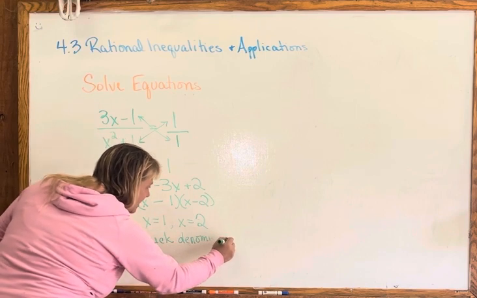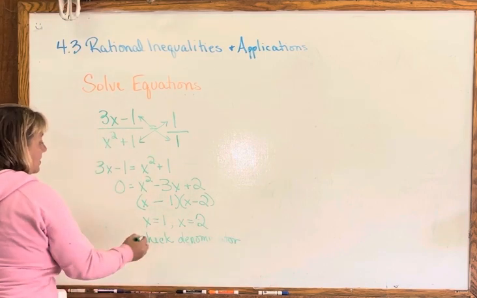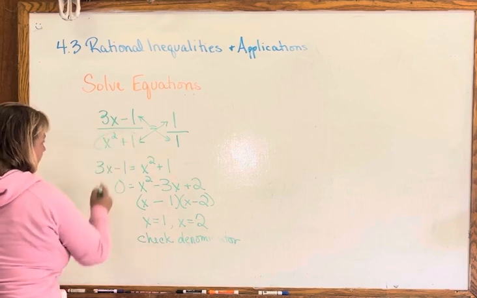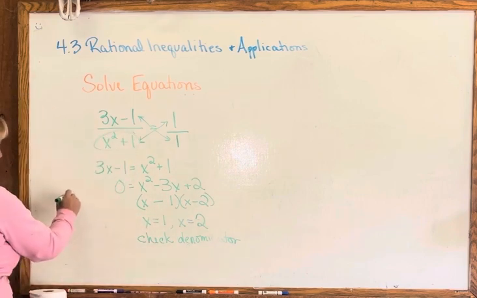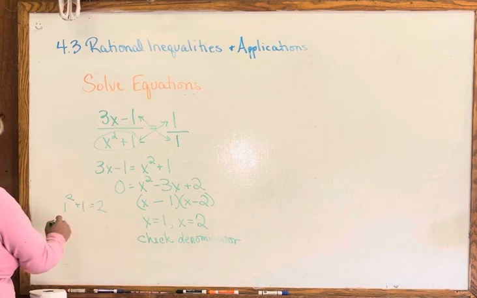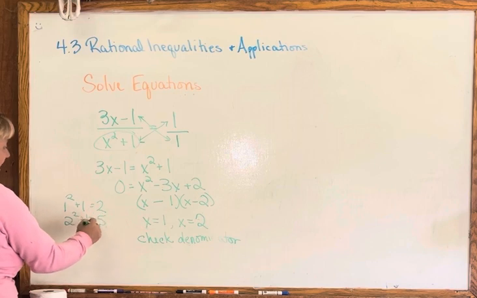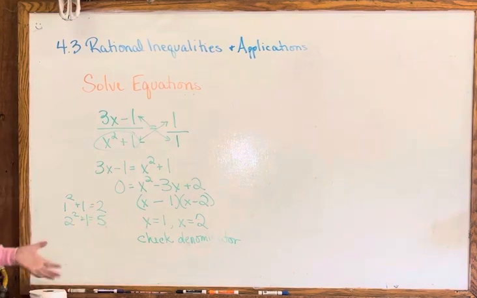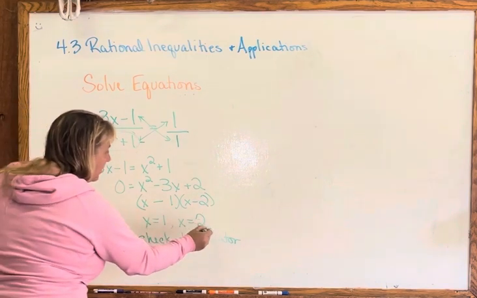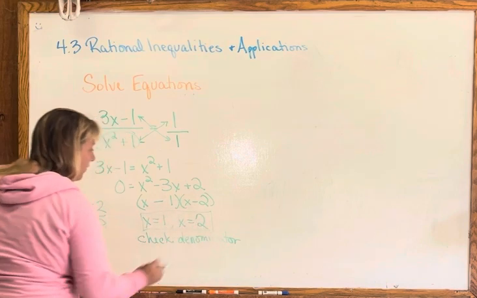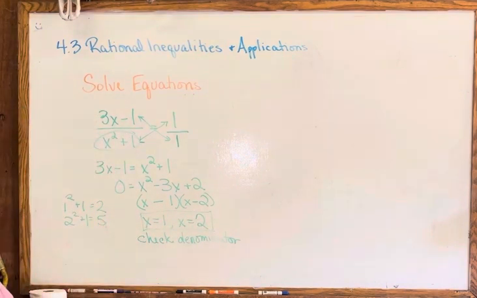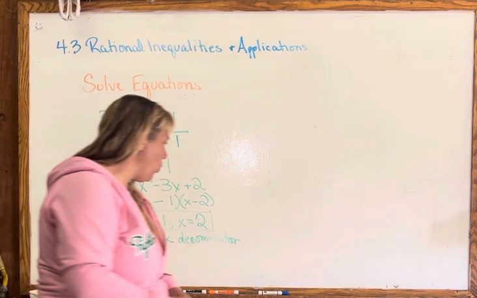Denominator. So we're going to take our answers, we're looking at this. So we're going to go 1 squared plus 1, that's good, that's 2. And we're going to go 2 squared plus 1, that's 5. So they both are not 0. So we've checked both of our answers and they're both good. They're good to go.